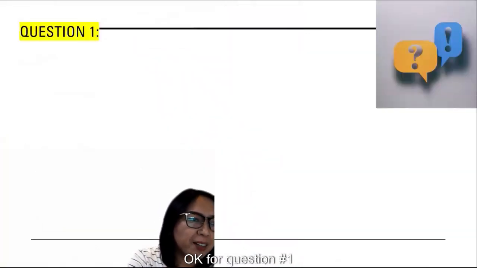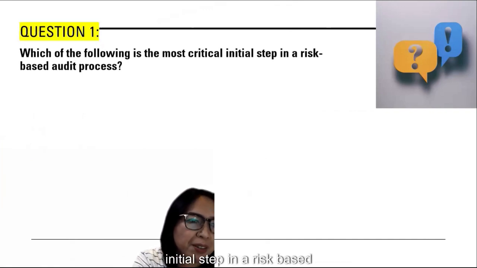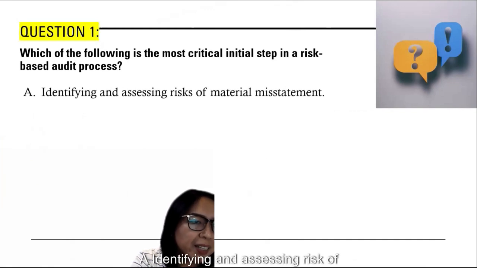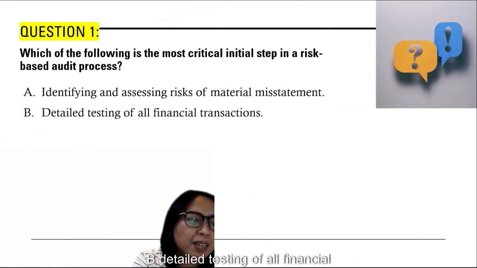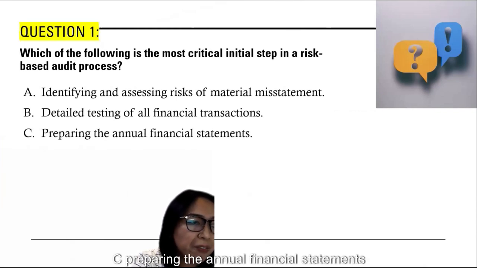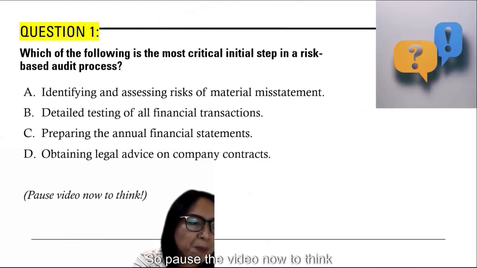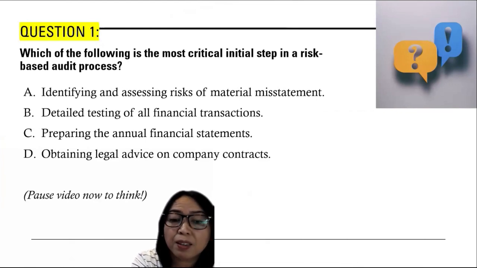Okay, for question number 1. Which of the following is the most critical initial step in a risk-based audit process? A. Identifying and assessing risk of material misstatement. B. Detailed testing of all financial transactions. C. Preparing the annual financial statements. And D. Obtaining legal advice on company contracts. So pause the video now to think.